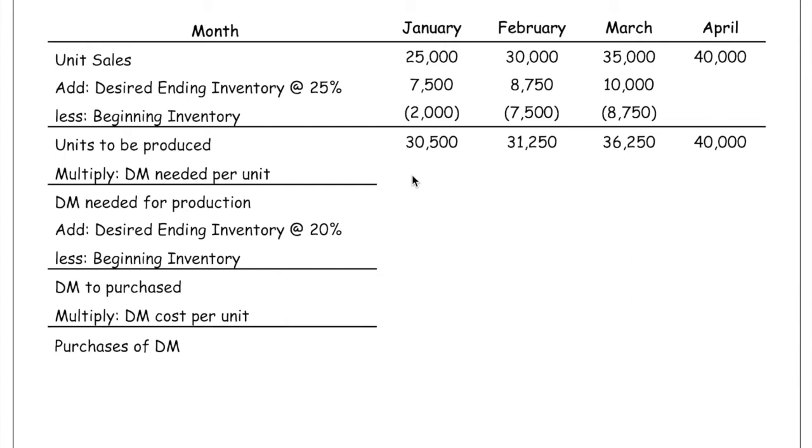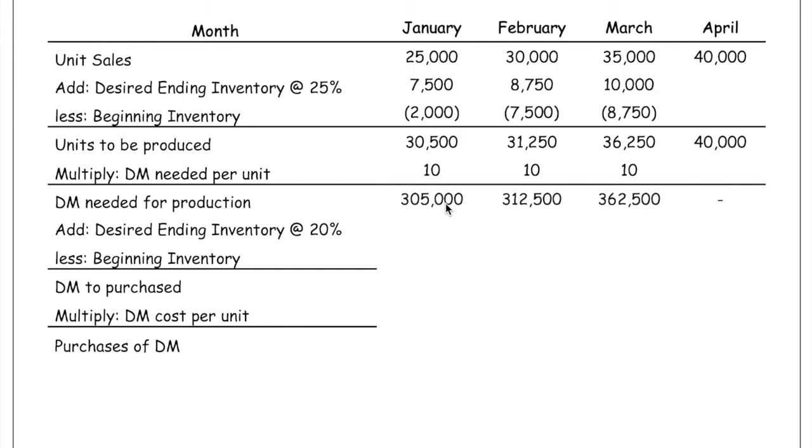In this example, it told us that every time we make a course pack, it requires 10 sheets of paper. And so if we multiply the units to be produced by 10, we're going to be able to calculate the DM needed for production. We're then going to add the desired ending inventory, which is going to be a percentage of the following month's production.